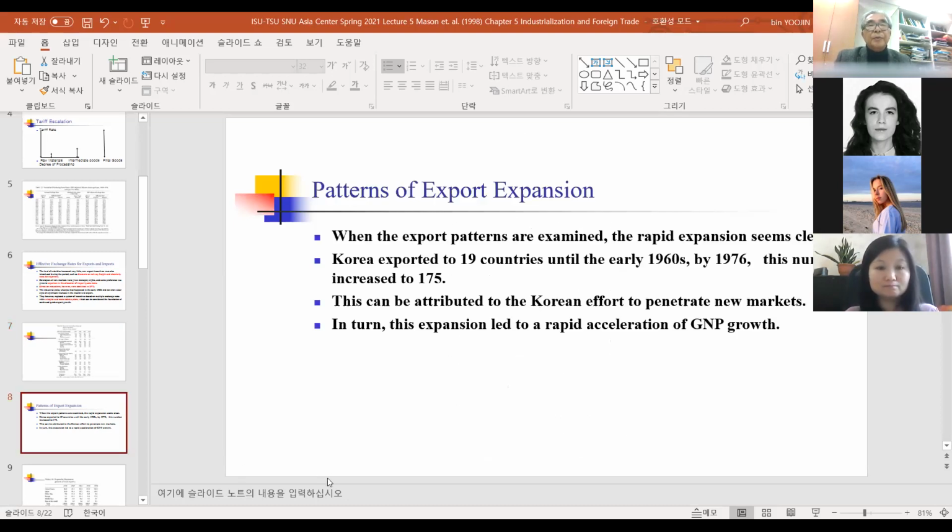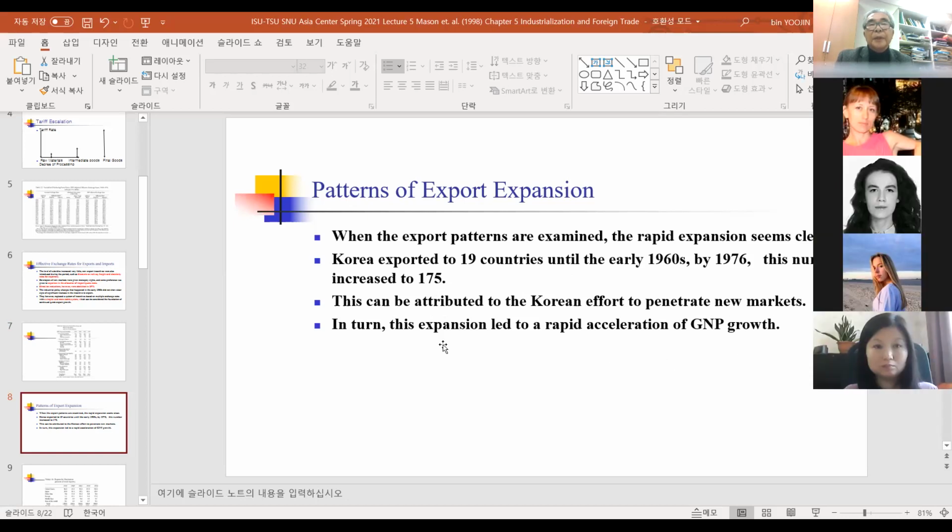So on patterns of export expansion, when the export patterns are examined, the rapid expansion seems clear. Korea exported to 19 countries until the 1960s. By 1976, this number increased to 175. This can be attributed to Korean effort to penetrate new markets. In turn, this expansion led to a rapid acceleration of GNP growth.